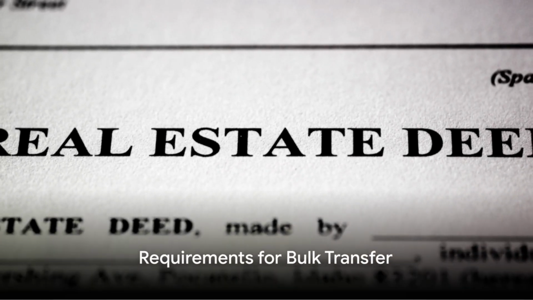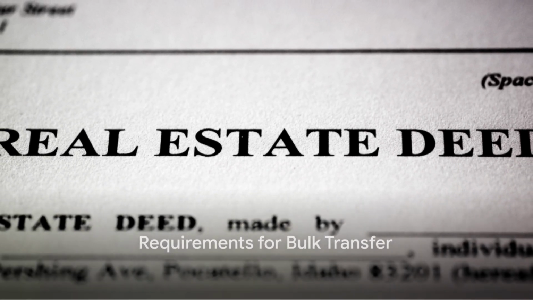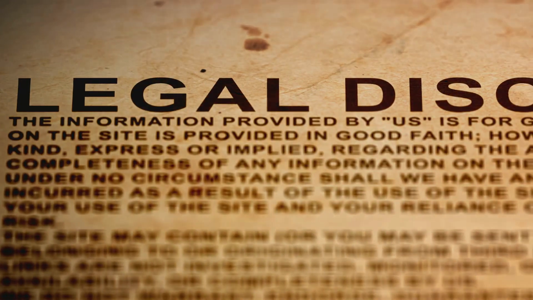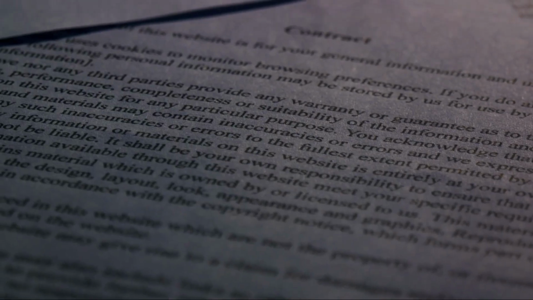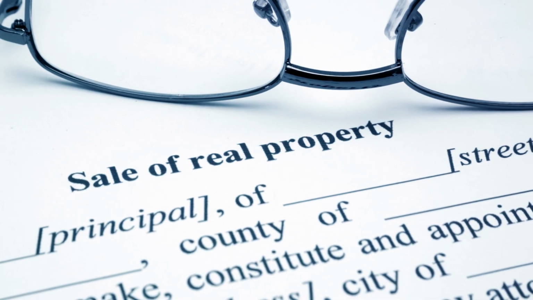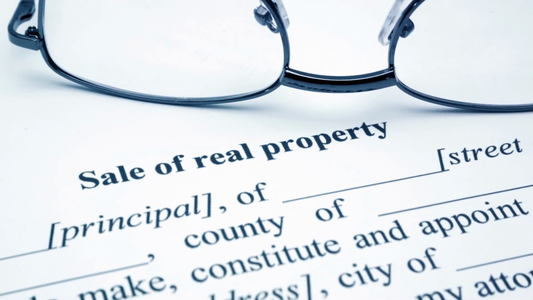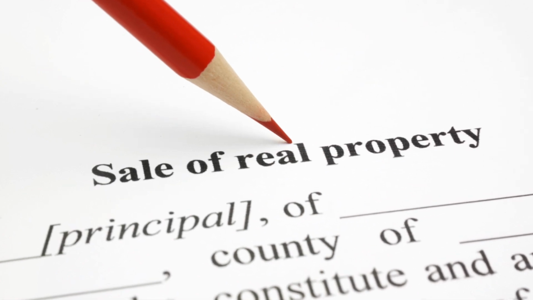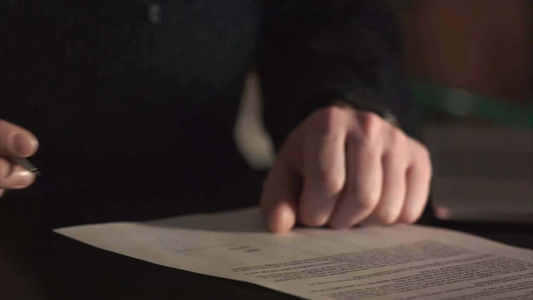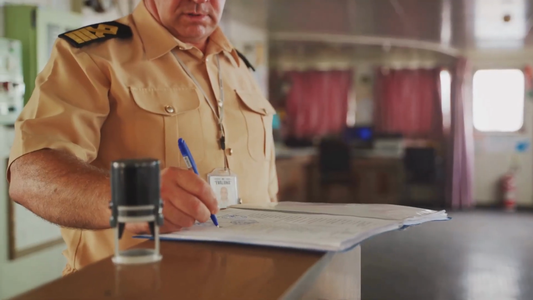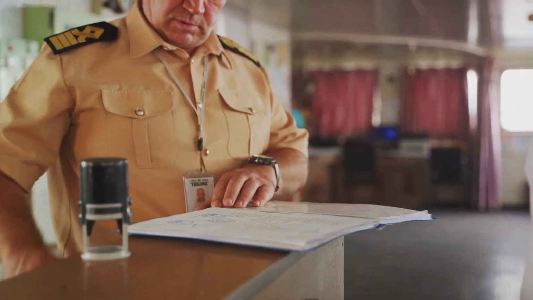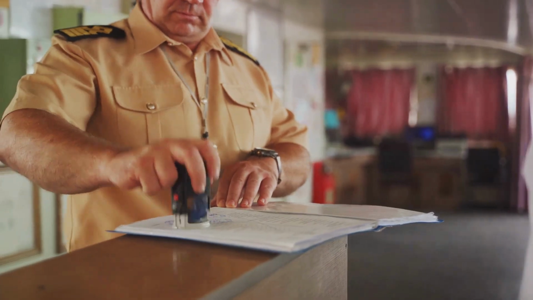The second part of Article 6 details the requirements for a bulk transfer. It's not as simple as handing over the goods and calling it a day. Oh no, there's a process to follow. The transferor or the seller must provide a list of their creditors, a schedule of the property to be transferred, and a statement of the terms of the transfer. This information must be delivered to the transferee or the buyer before the transfer takes place.